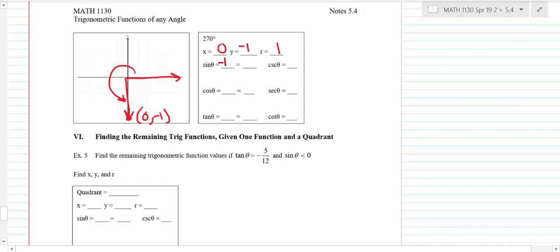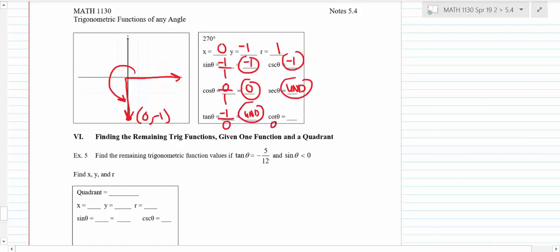The sine is y over r, so that's -1. The cosecant is also -1 since it's the reciprocal of the sine. The cosine is x over r, so that's 0. The secant is the reciprocal of 0, so that's undefined. The tangent's y over x, so -1 over 0 is undefined. The cotangent is x over y, so that would be 0 over -1, so that's equal to 0. So again, same pattern: two -1s, two zeros, two undefineds.